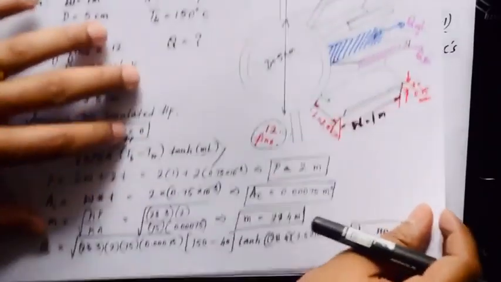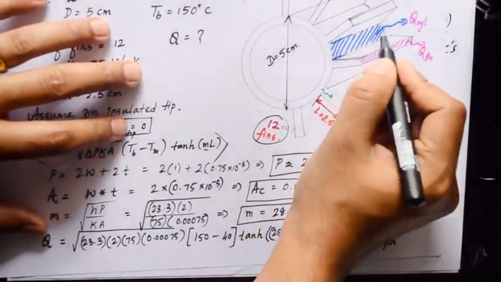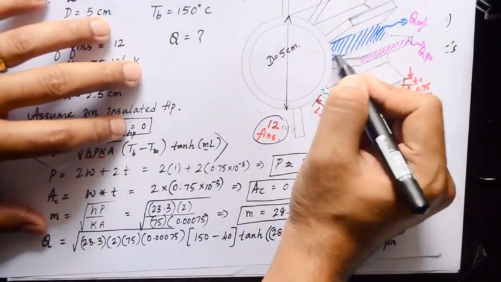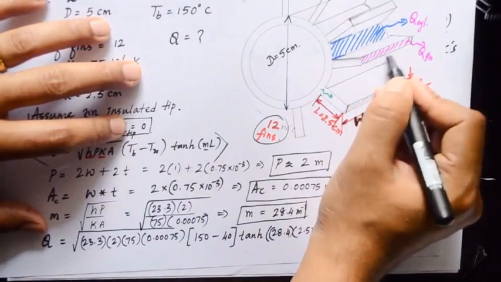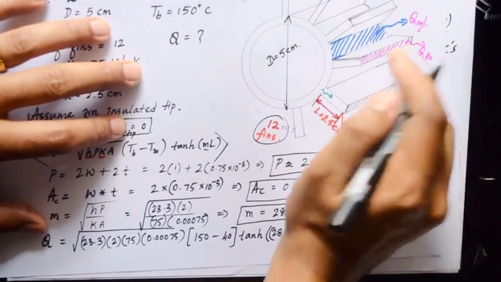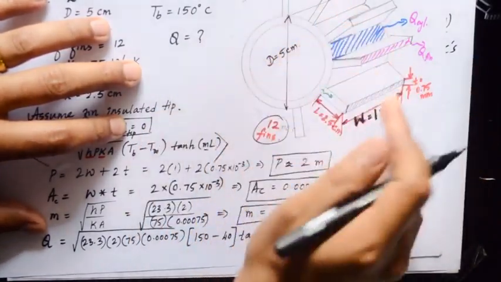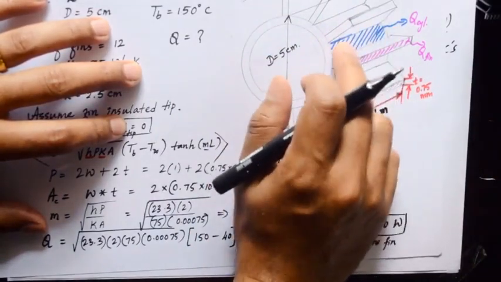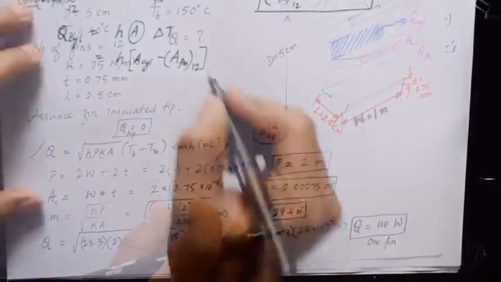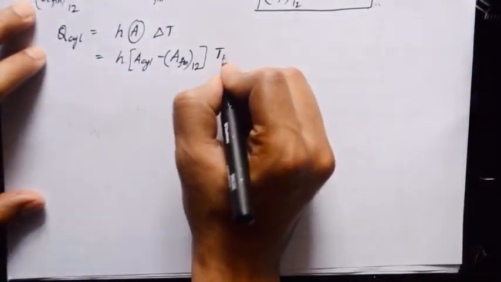As you saw here, if you calculate pi dL, you will get the total surface area of the cylinder, minus the area occupied by not one fin, we have 12 fins of that kind. Minus the area occupied by 12 fins will give you the remaining area of the cylinder that is exposed to the surrounding. The value of delta T remains Tb minus T infinite.